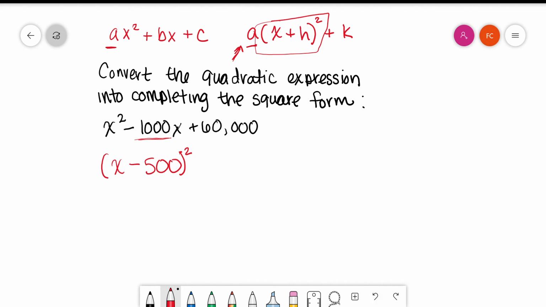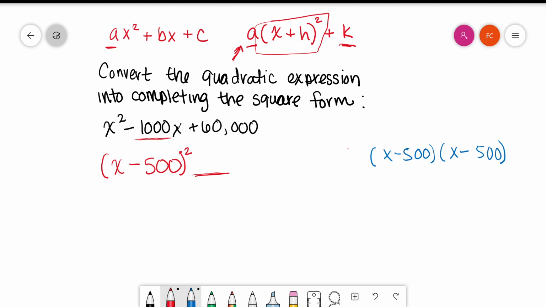Okay, so now comes the hard part, which is trying to figure out, well, what is the k value? And as we've done in the past, what we need to do is expand this (x minus 500) squared. So I'm going to go off to the side and do some work. x minus 500 times x minus 500. And all I'm going to do at this point is a whole lot of distributive property, which we're all pretty good at this point, I would say.